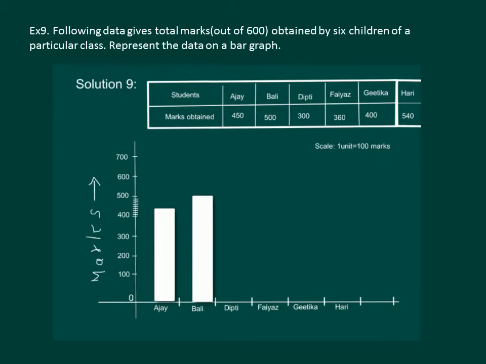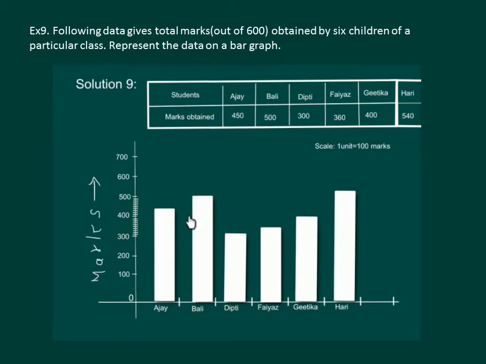Similarly, Bali scored 500 marks, Dipti scored 300 marks, Fayaz scored 360 marks, Gitika scored 400 marks, and Hari scored 540 marks. Hence we have drawn a bar graph for the marks of students of a particular class out of 600.